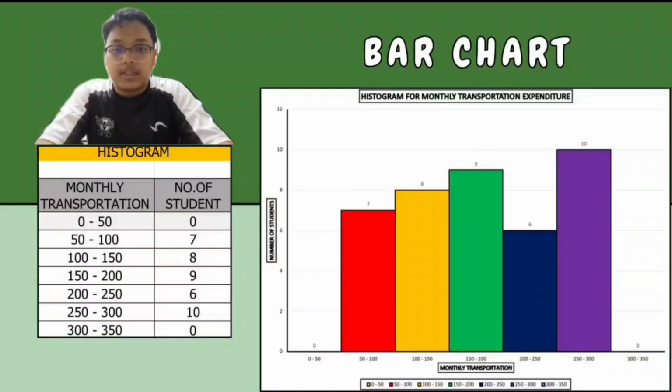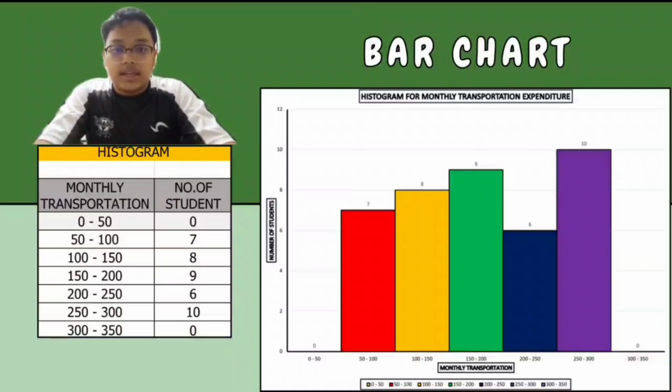The first one is there are 0 students in both the lowest and the highest, which is 0 to 50 ringgit and 300 to 350 ringgit. The tallest bar is at 250 ringgit to 300 ringgit with 10 students. This is our modal class.